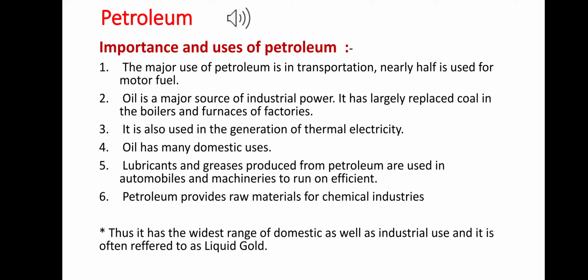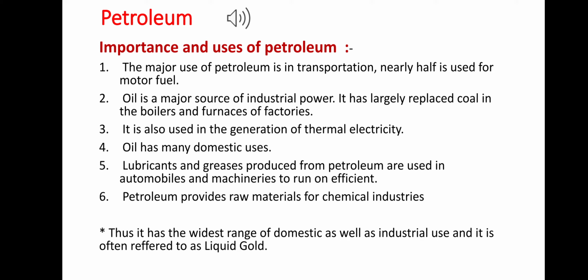What are the important uses of this petroleum? The major use of petroleum is in transportation. Nearly half is used for motor fuel. Number 2, oil is a major source of industrial power. It has largely replaced coal in the boilers and furnaces of factories. Number 3, it is also used in the generation of thermal electricity. Number 4, oil has many domestic uses, like kerosene is used for lighting, heating and cooking.